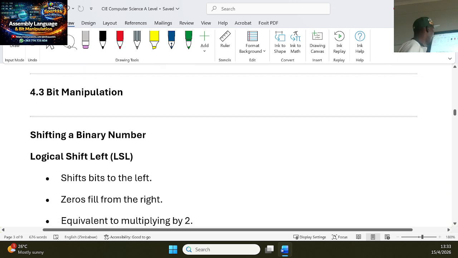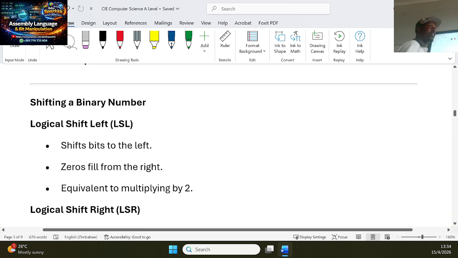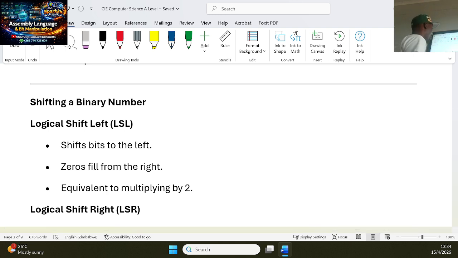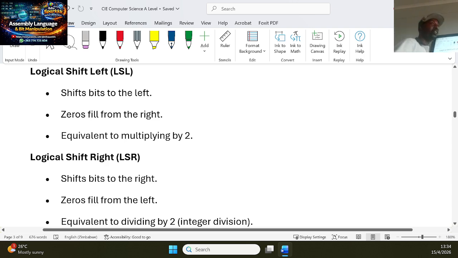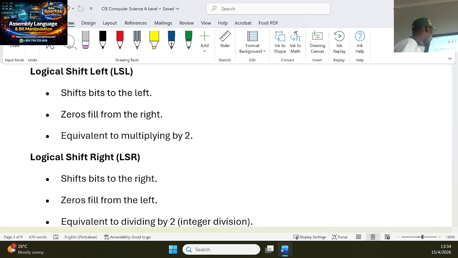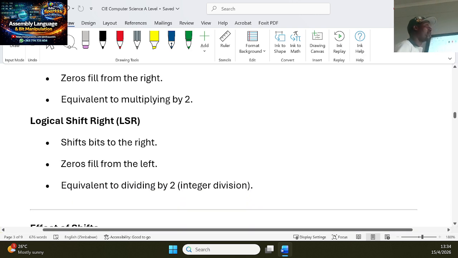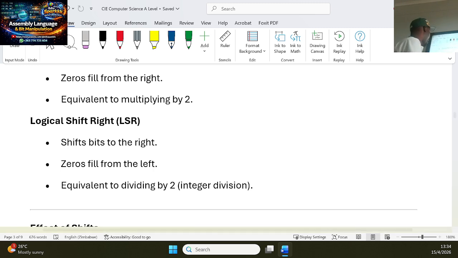Then we are looking at bit manipulation, which involves two shifts: logical shift left and logical shift right. With logical shift left, because values will be going to the left side, it involves doubling the value. So here we shift to the left, zeros fill from the right, which is equivalent to multiplying by 2. Then logical shift right, here we are doing a similar process but in reverse. We shift bits to the right, zeros fill the left part, which is equivalent to division by 2.